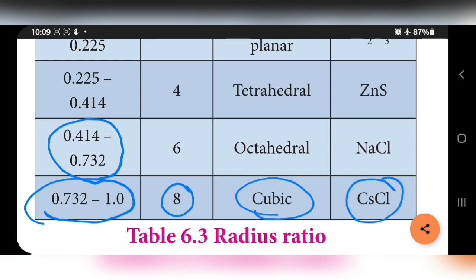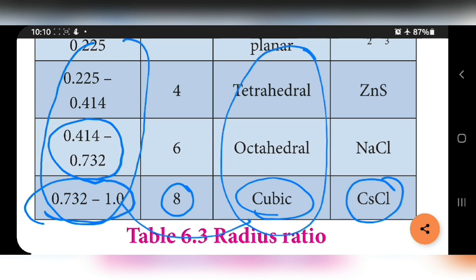From this topic we are understanding that the radius ratio helps determine the structure. It is directly related to its structure. If you know the radius ratio, we can tell the coordination number. If you know the coordination number, we can tell the structure.